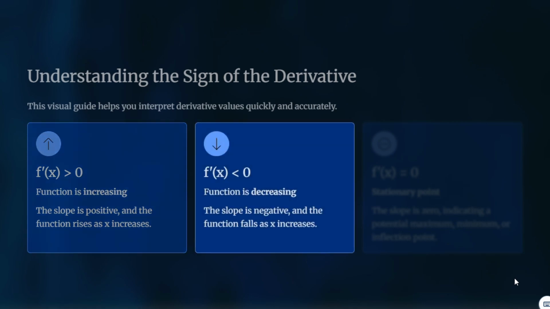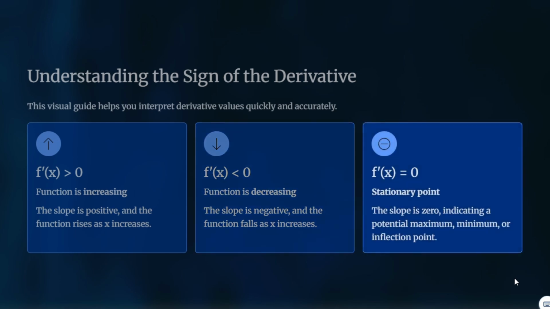If the derivative at the point that you test is negative, that means that the function is decreasing. Therefore, the slope is negative and the function falls as x increases. And if the derivative at that particular point is 0, that is a stationary point. The slope is 0, indicating a potential maximum, minimum, or inflection point.